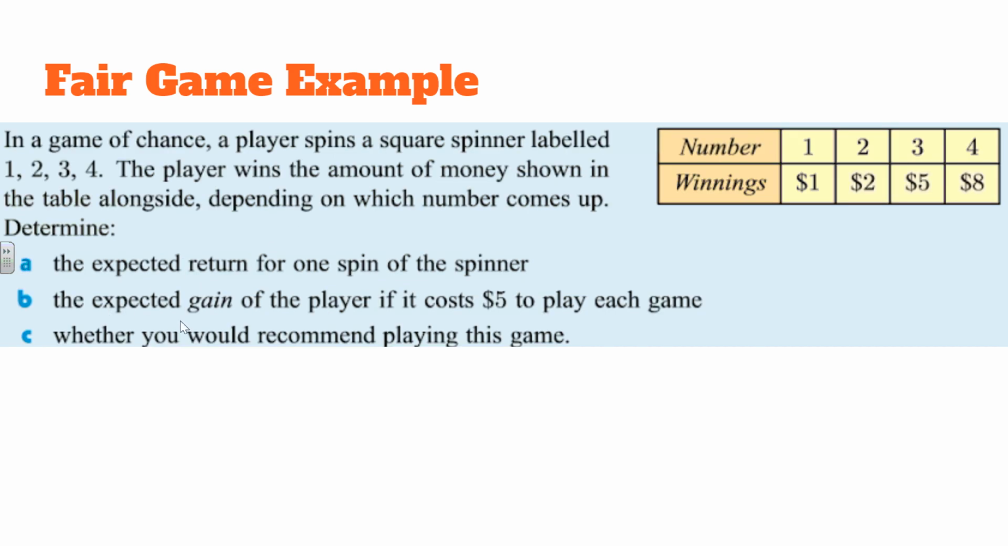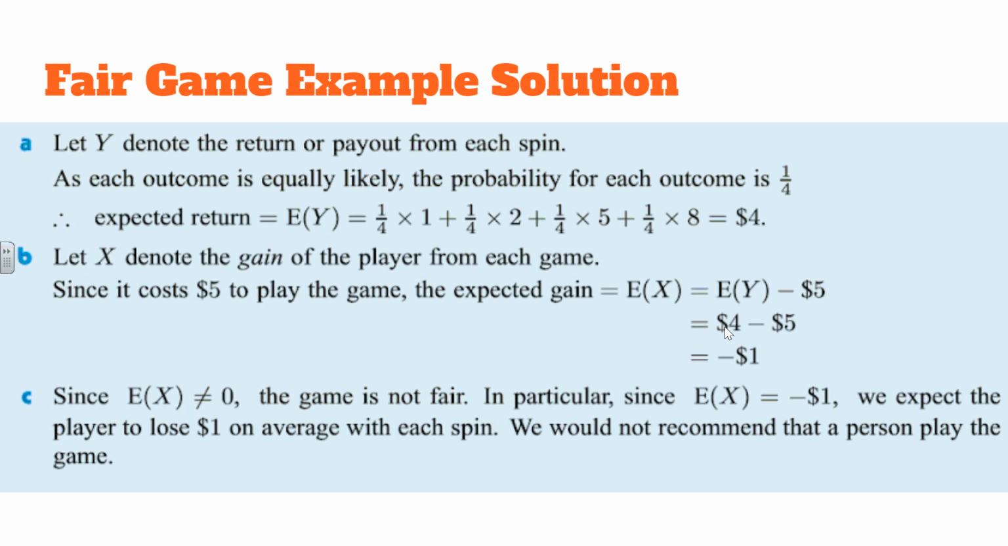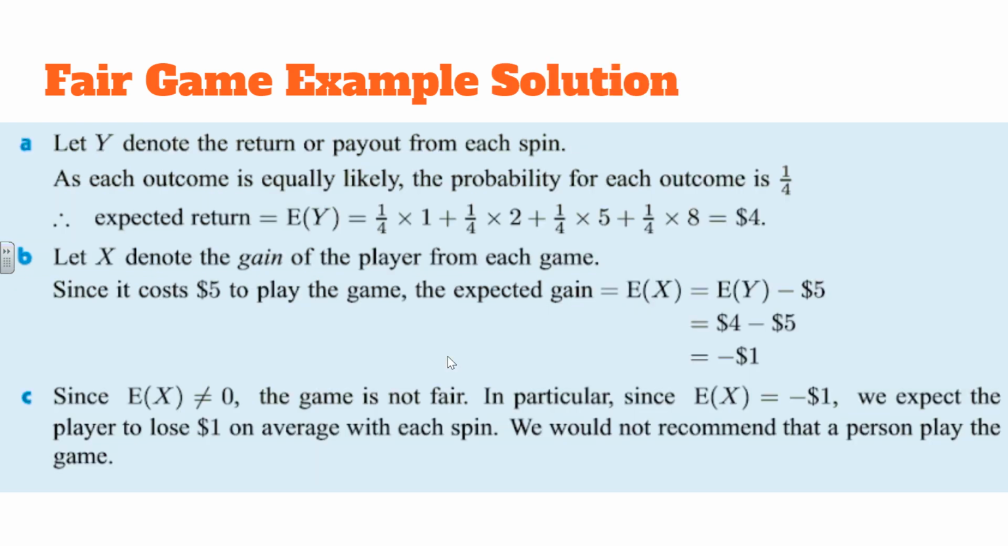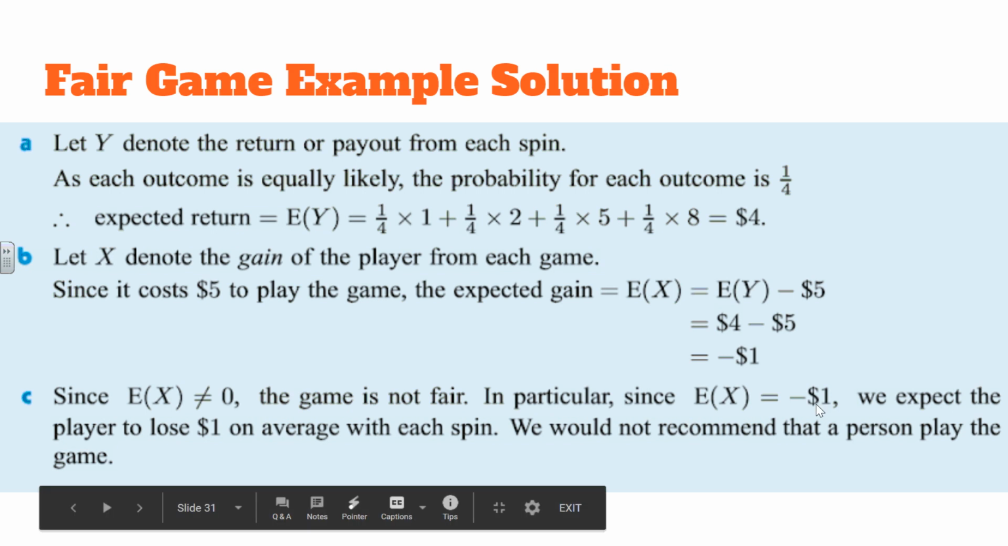I'm going to go back to the questions again. Question B says the expected gain of the player if it costs $5 to play each game. So you expect to get back $4. So if it costs $5, 4 minus 5, you expect to lose $1 for every game played. Let's read question C. Should you recommend playing this game? No. You're expected to lose $1 per game, so no, you should not play this game. This is not a fair game.